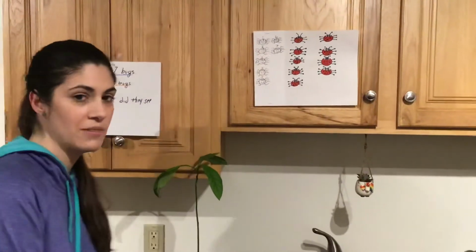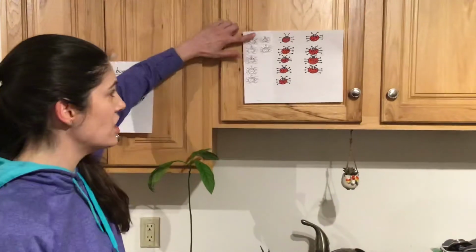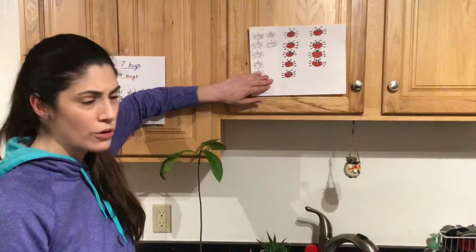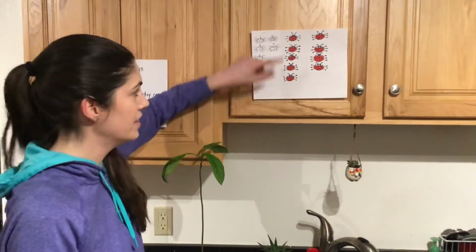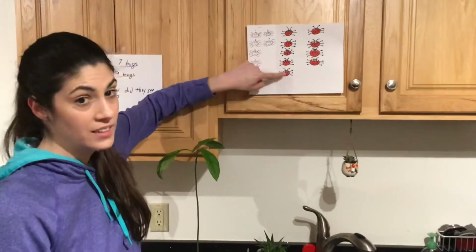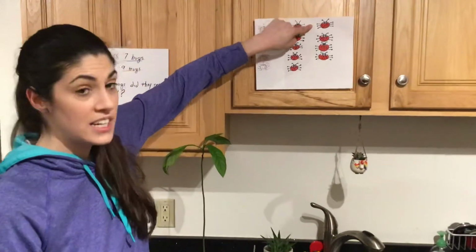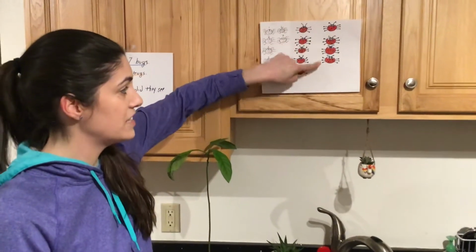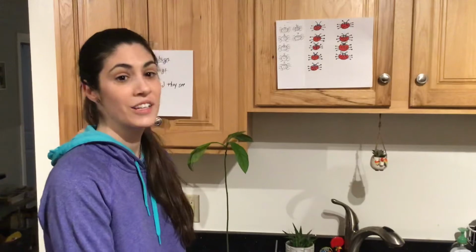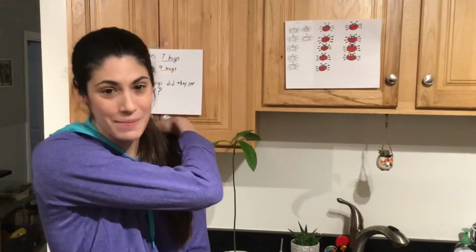I'm going to use a count-on strategy. I know there are 7 bugs here, so I'm going to say 7. No need to recount those. 7, 8, 9, 10, 11, 12, 13, 14, 15, 16. I have 16 bugs in all. Did you get 16? Great job. Pat yourself on the back.